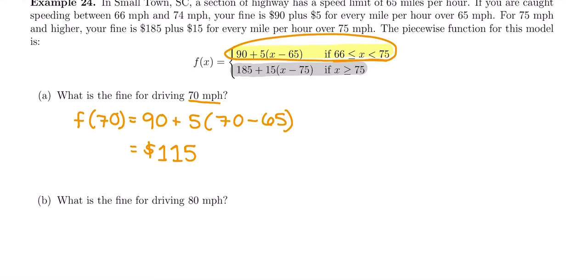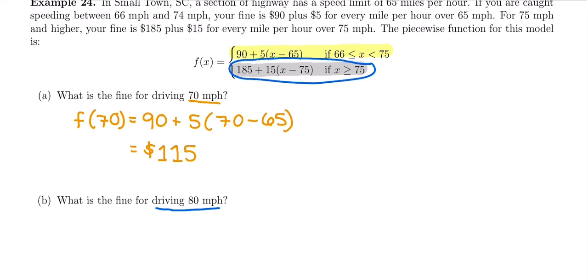The next part says, what if you get caught again, and this time you're going 80 miles per hour? What should the appropriate fee be according to this scale? So we're going to figure out which piece of the piecewise we should plug into. The top piece says we'll use that if we're between 66 and 75. Well, 80 miles per hour is not less than 75, but bigger than or equal to 66. It fits into this category. It is bigger than or equal to 75, so we need to use this higher fine scale.